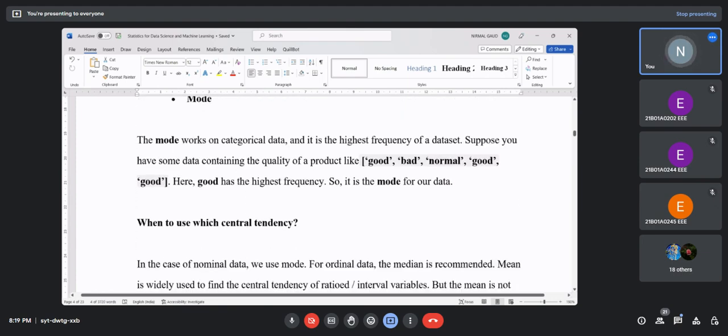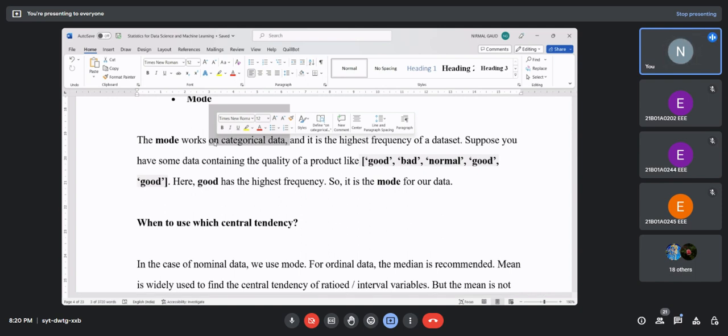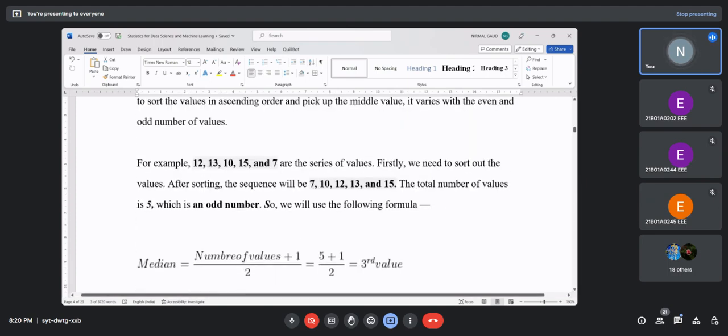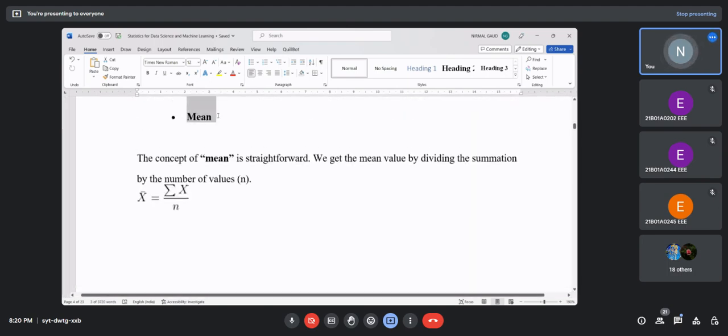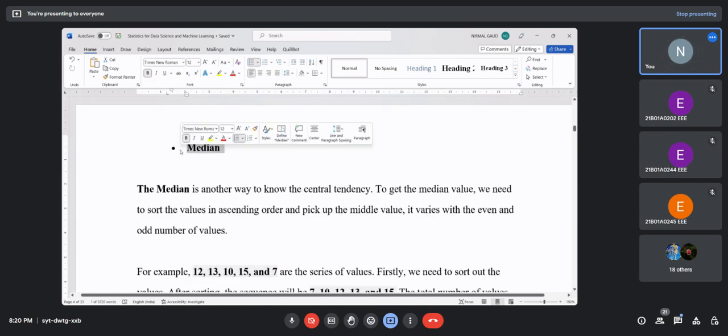Now mode. Mode works on categorical data. Now you will ask, sir, what is categorical data? I've already explained it in the first class and today also. You have data that is discrete in nature, continuous in nature, and categorical in nature. For discrete and continuous, I can apply mean and I can apply median. I can apply both of them.